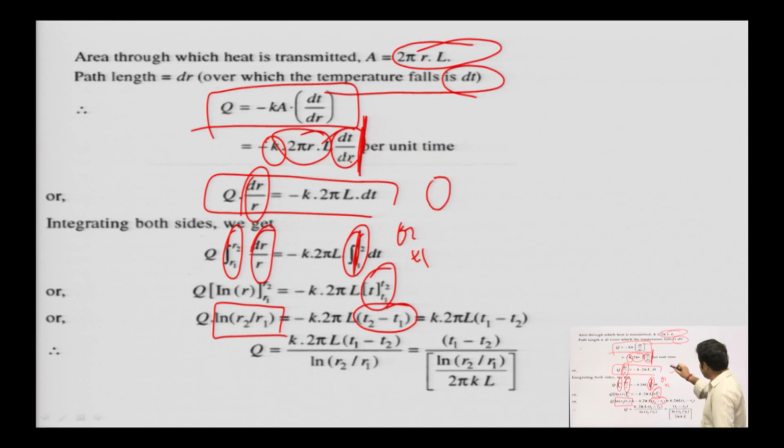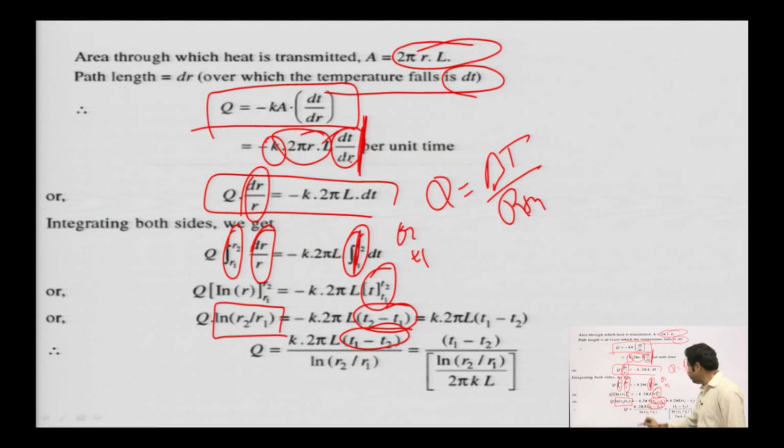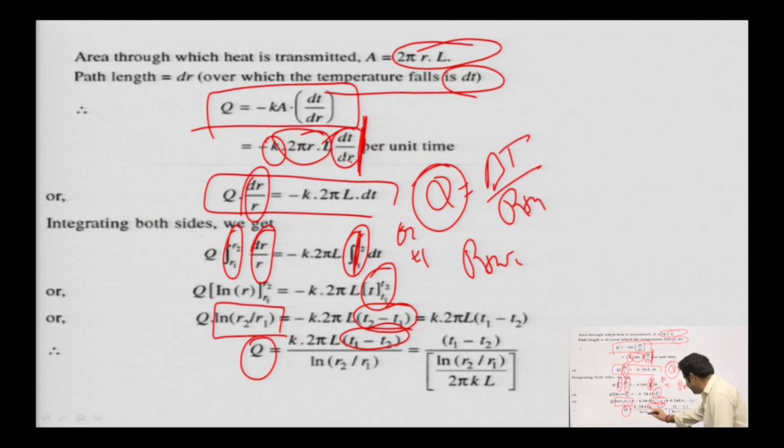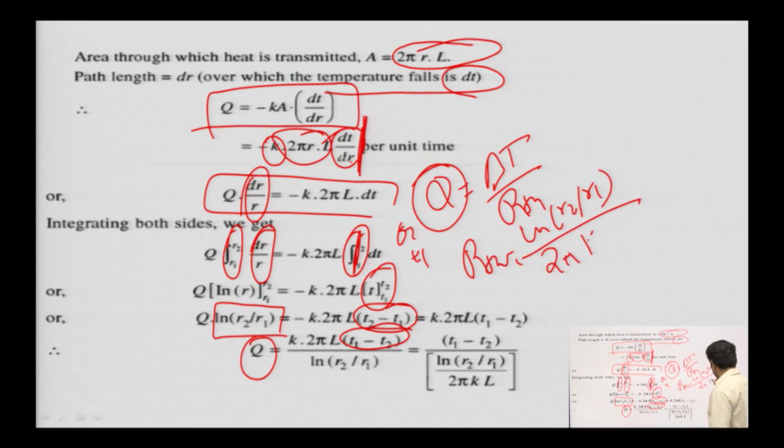So if we stack this in this format, we already have T1 minus T2 here, and we already have Q here. What's remaining is the R thermal. So R thermal will be ln r2 by r1 divided by 2 pi kL.